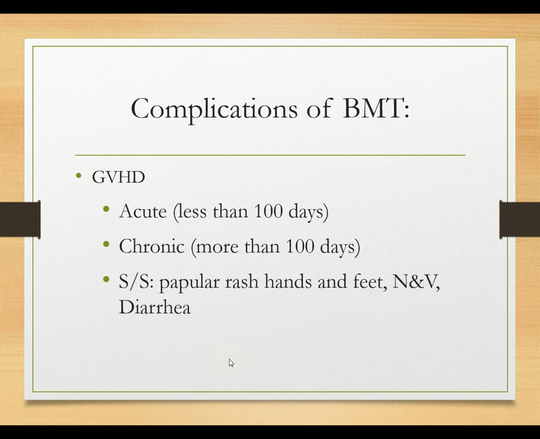Complications of bone marrow transplant: acute complication of graft versus host disease if it occurs within the first 100 days. It can also occur after that time, and then at that point it is considered chronic. The things you're looking for, graft versus host disease signs and symptoms wise, is a papular rash on the hands and feet, and it will actually start peeling and sloughing off. Nausea, vomiting, and diarrhea. Those are all main signs and symptoms of graft versus host disease.